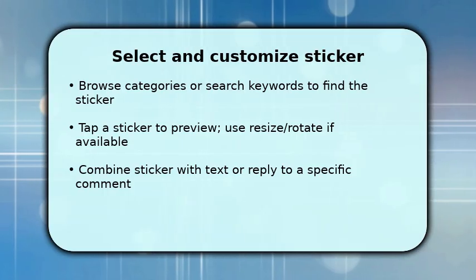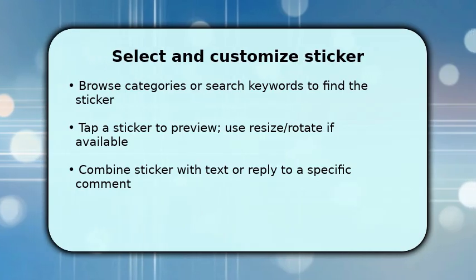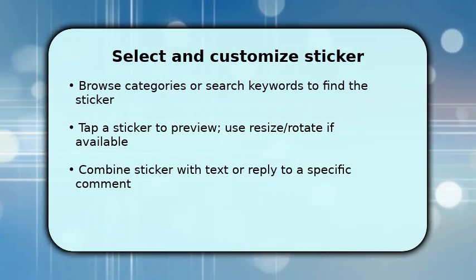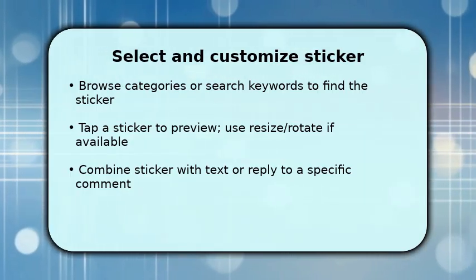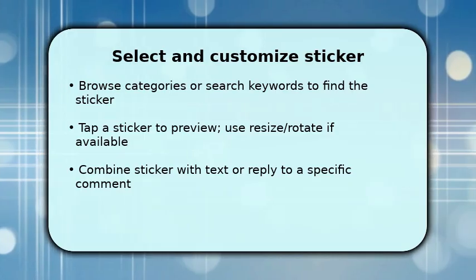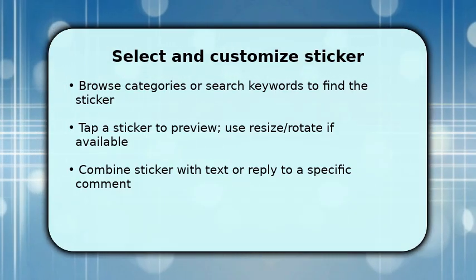When you tap a sticker, preview it in the comment box. Many pickers allow resizing or rotating so your sticker fits the message. Add text before or after the sticker, or choose reply to place it under a specific comment because context matters. Make sure the sticker aligns with community rules and that it visually conveys the tone you want.